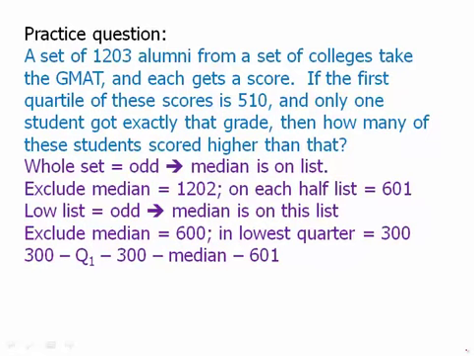Well, of these 5 buckets, who is above Q1? Well, of course, these 3. So if we add up the 300 plus the single median plus 601, they add up to 902. 902 scores are exactly above that score.